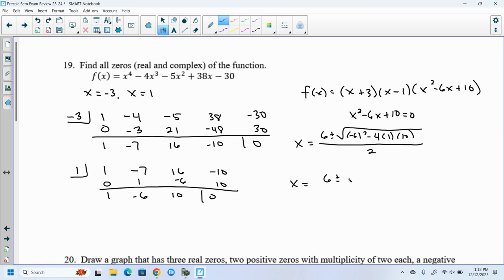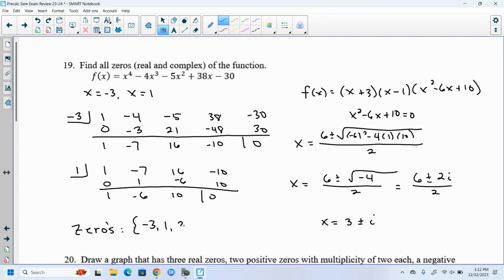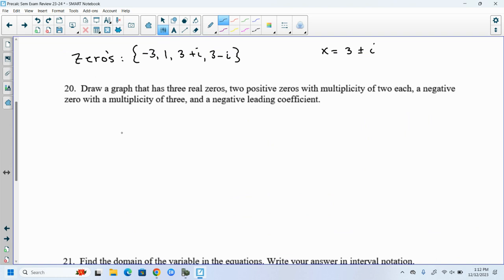I get 6 plus or minus the square root of 36 minus 40, which is -4, over 2, which becomes 6 plus or minus 2i divided by 2. Now 2 goes into both of those, so I will end up with 3 plus or minus i. All right, it says find all zeros. So our zeros are the original -3, the 1, the 3 plus i, and the 3 minus i. So that is 19. All right, 20.